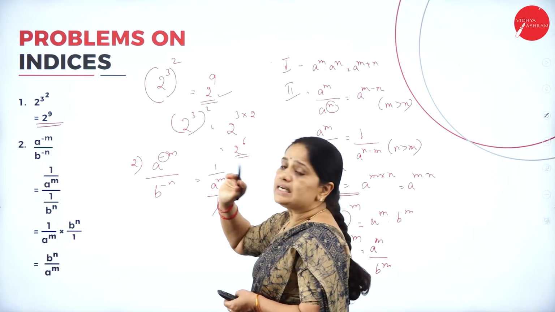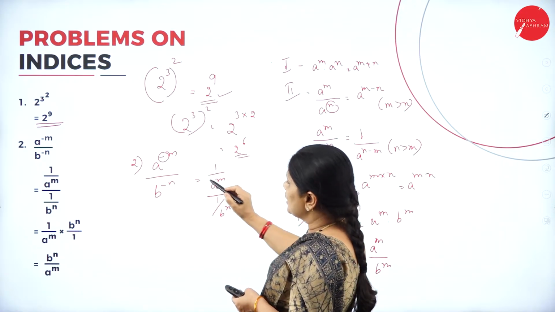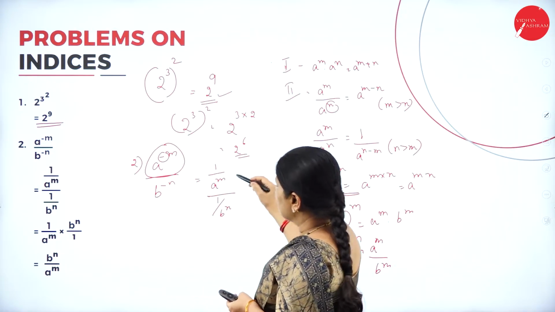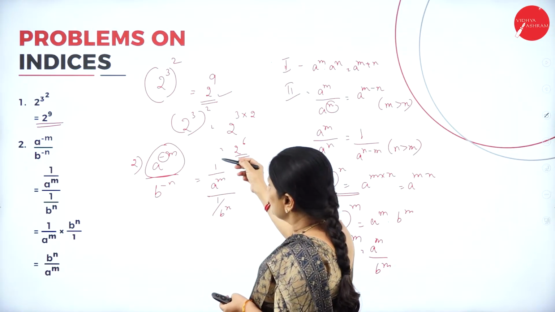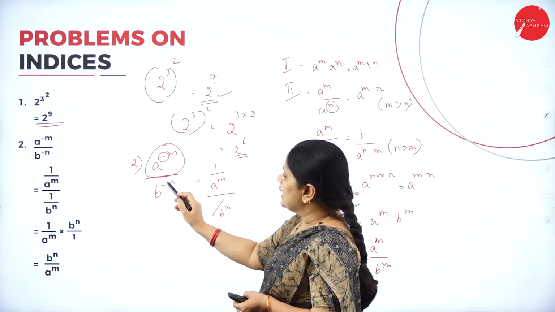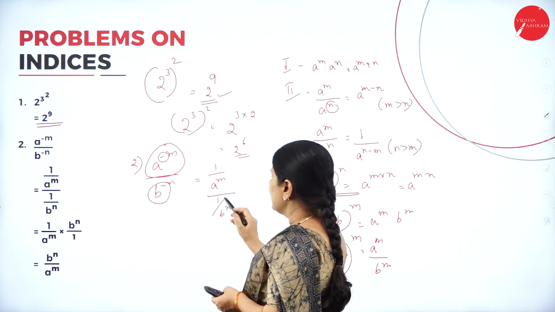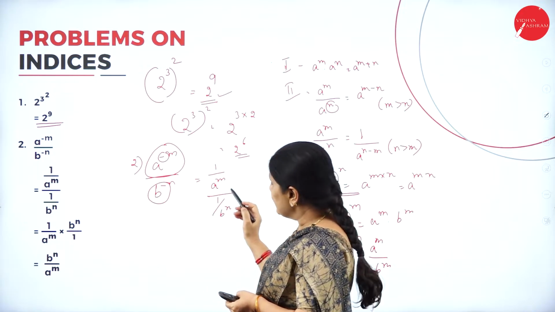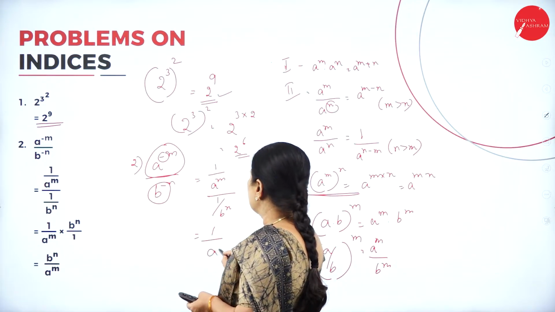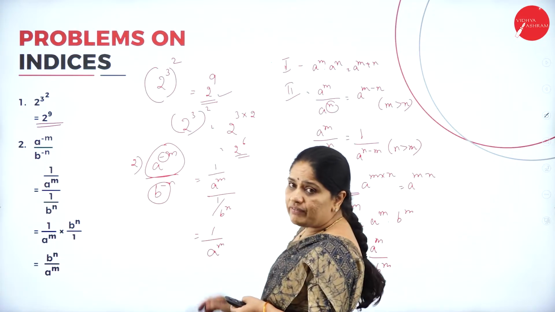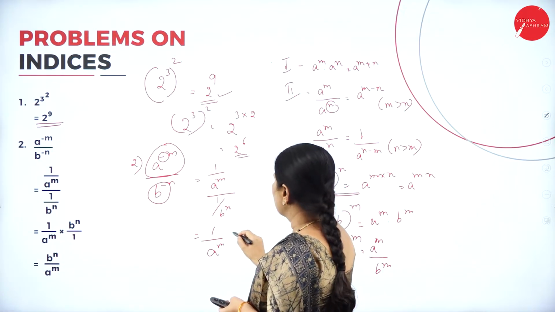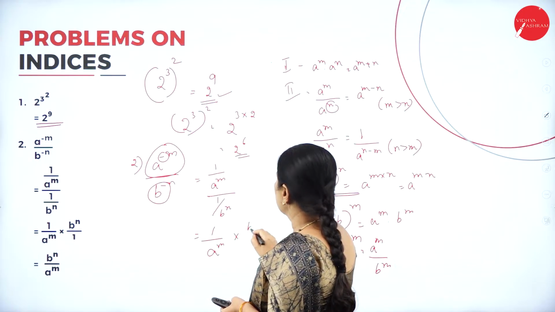So, when you put it as a denominator, this minus sign will disappear. If you want to write an expression with the minus sign, then the best way is to write it as 1 by a to the power of m, and here also we are removing this minus sign by writing 1 by b to the power of n. So this will be equal to 1 by a to the power of m divided by 1 by b to the power of n. So whenever there is a division of fractions, we have to take the reciprocal here.